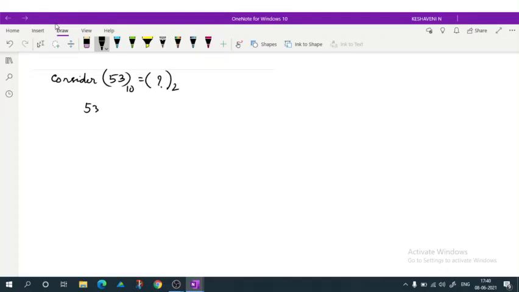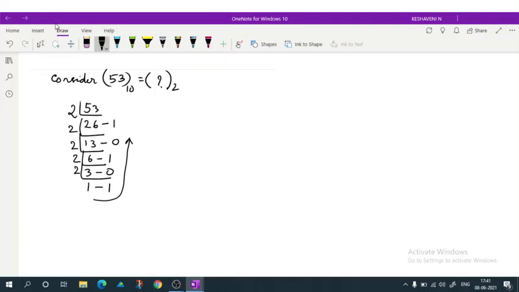Consider 53, so continuously divide it by 2. 2 2s are 4, 2 6s are 12, 1 remainder. 13, 0. 2 6s are 12, 1 remainder. 2 1s are 2, 1 remainder, and you have to start from bottom to top.